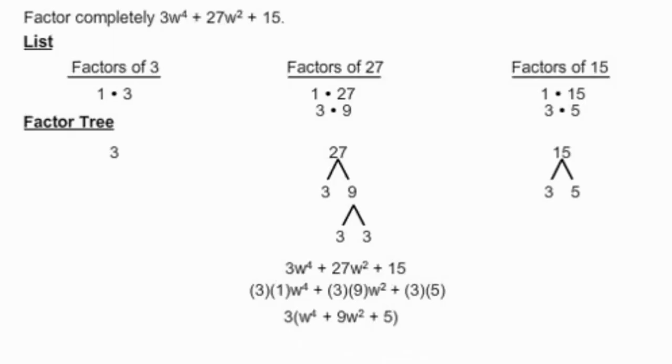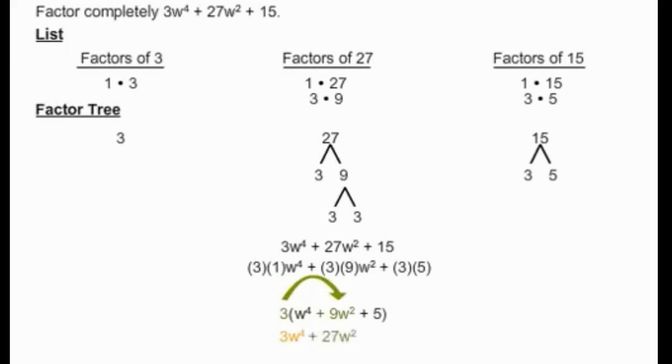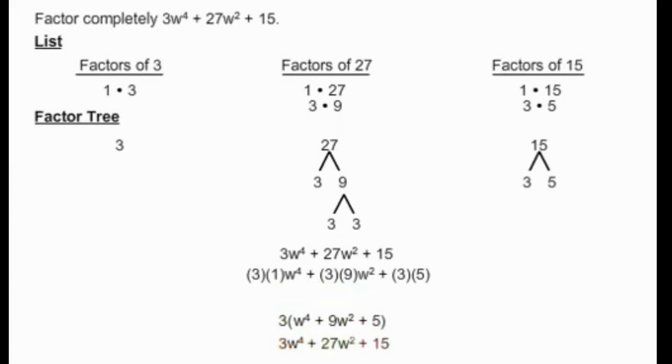The final factored expression is 3 times the quantity w to the 4th power plus 9w squared plus 5. Be sure to check the factors by distributing the GCF. The factors work because their product is the original polynomial. Now, take a look at what happens when there is a common variable.